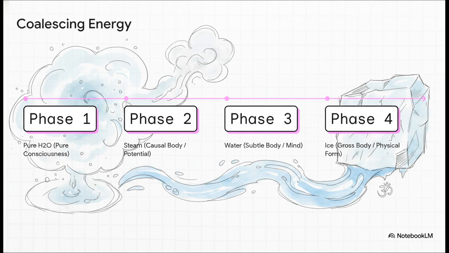Next, it condenses even further into fluid water. This is the subtle body, your flowing mind and your emotions. And finally, it freezes into solid ice. This is your gross body, your physical form. Now, the ice is limited, right? It's rigid, but fundamentally, it's still made of that exact same pure H2O.